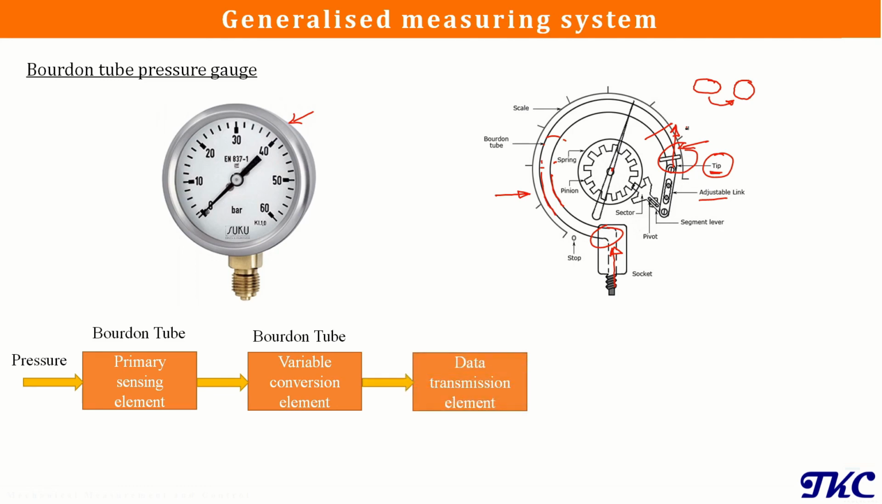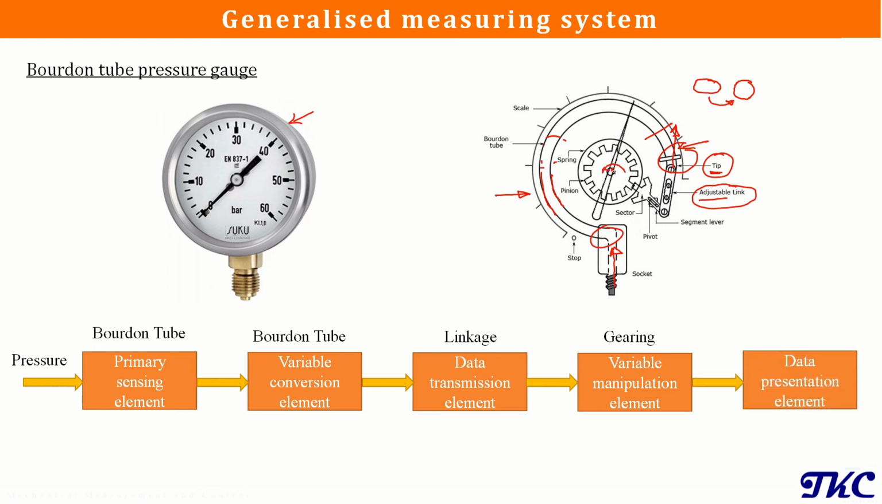Next we will be having the data transmission element. This data, or the deflection, will be transmitted to the indicator with the help of this adjustable link. So this adjustable linkage will act as a data transmission element. Next we will be having the variable manipulation element, and that will be this gearing arrangement. This sector gear and this pinion will act as a variable manipulation element, because the deflection that we are going to have here will be small, and that small deflection will be transferred to this gear, and this gear arrangement will enhance or amplify the displacement in the form of rotation of this pointer.